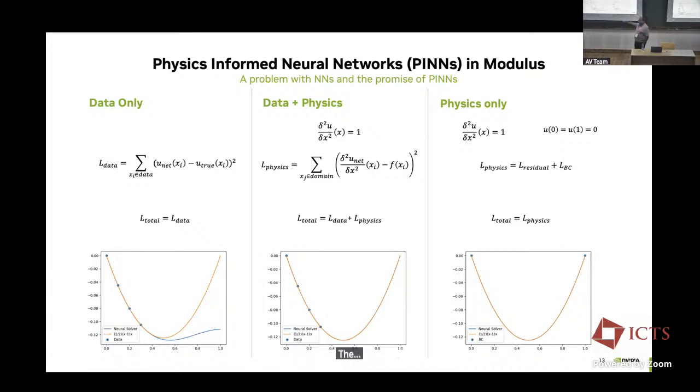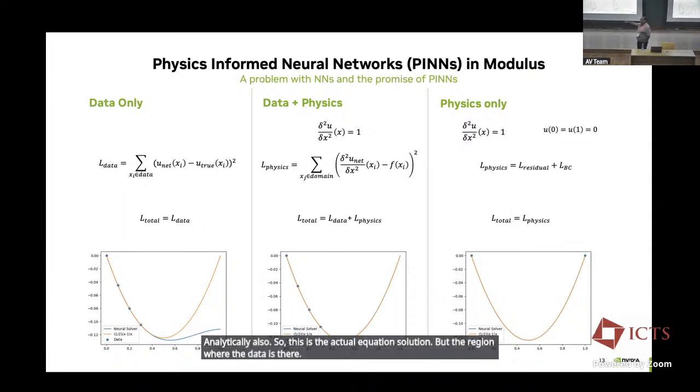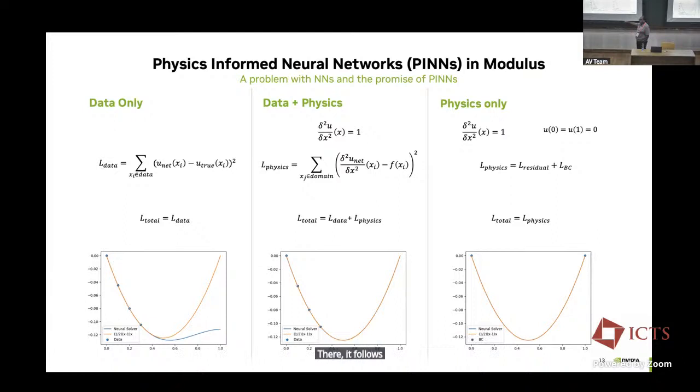And we have made a loss function, which is this loss of data. If you run this code, this is the actual solution, because this equation can be solved analytically also. So this is the actual equation solution, but in the region where the data is there it follows it closely, but as soon as the data region is over, it will not follow or might not follow.